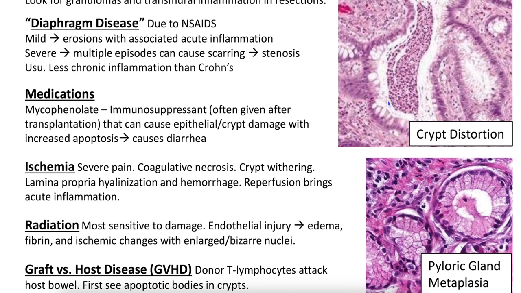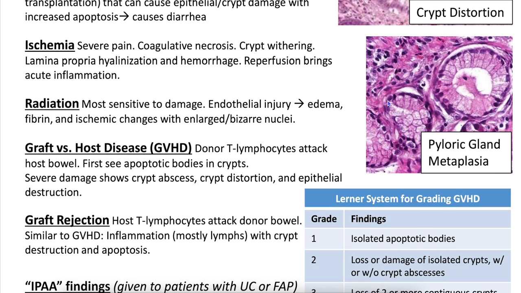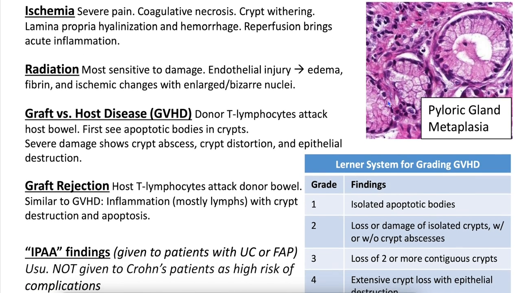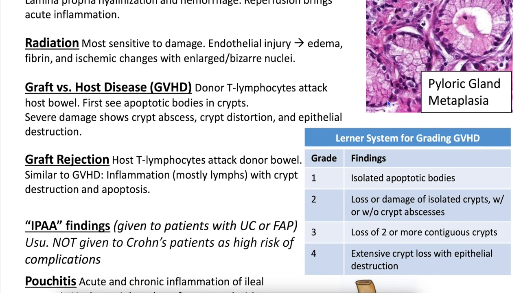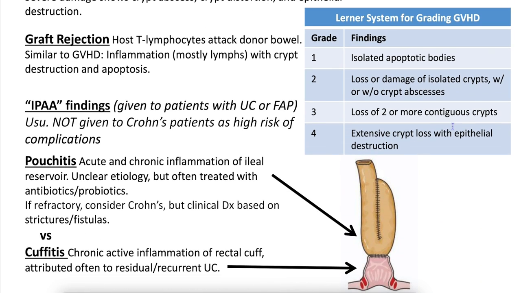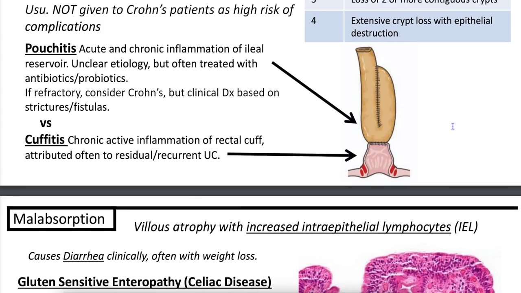Medications such as mycophenolate, look for increased apoptosis. Ischemia, coagulative necrosis, crypt withering, lamina propria hyalinization and hemorrhage. Radiation, endothelial injury, look for ischemic changes with enlarged bizarre nuclei. Graft-versus-host disease, you'll see apoptotic bodies in crypts. You can see a spectrum with the grading system for GVHD, graft rejection, ileal pouch anal anastomosis findings, pouchitis, and cuffitis.